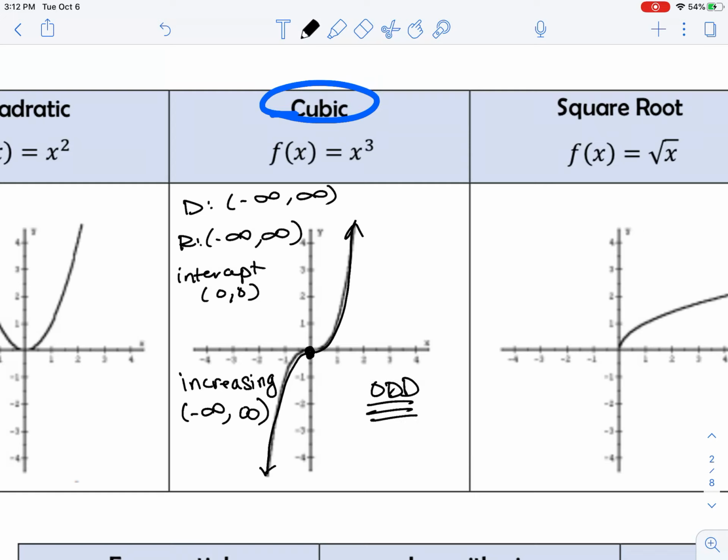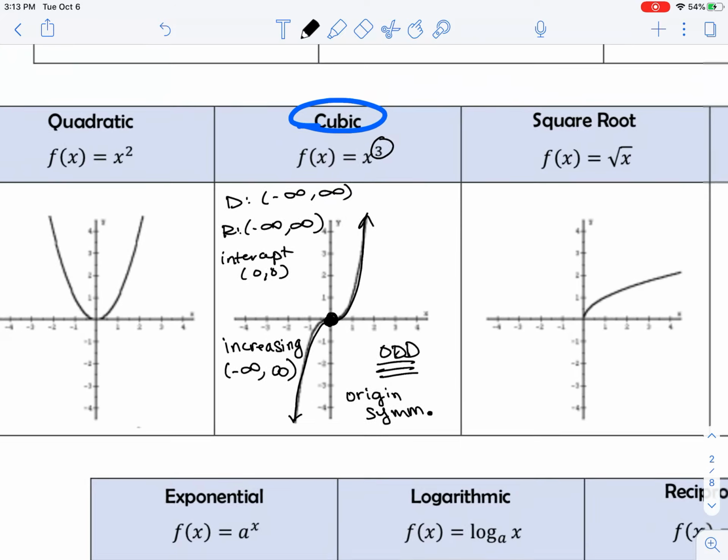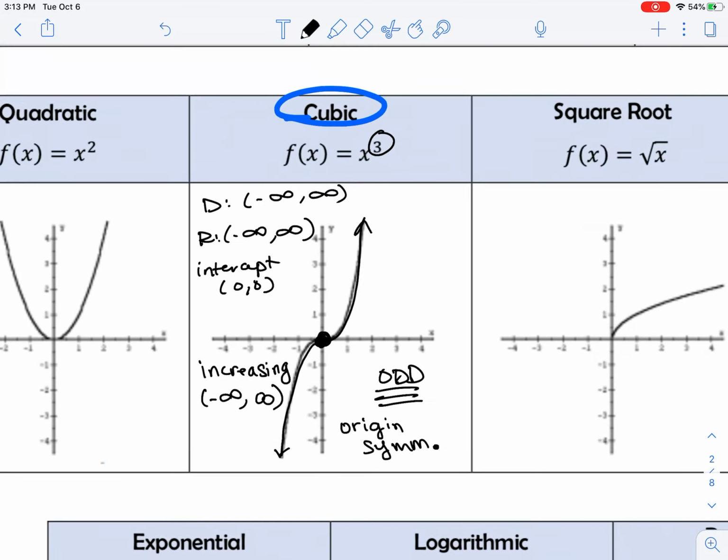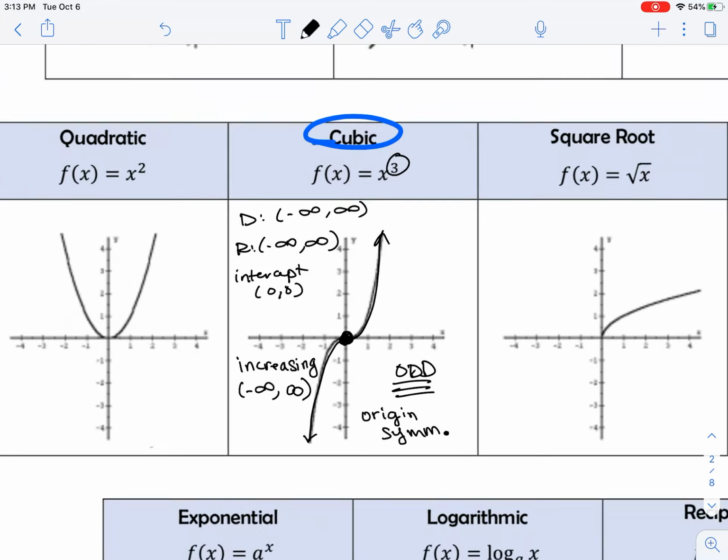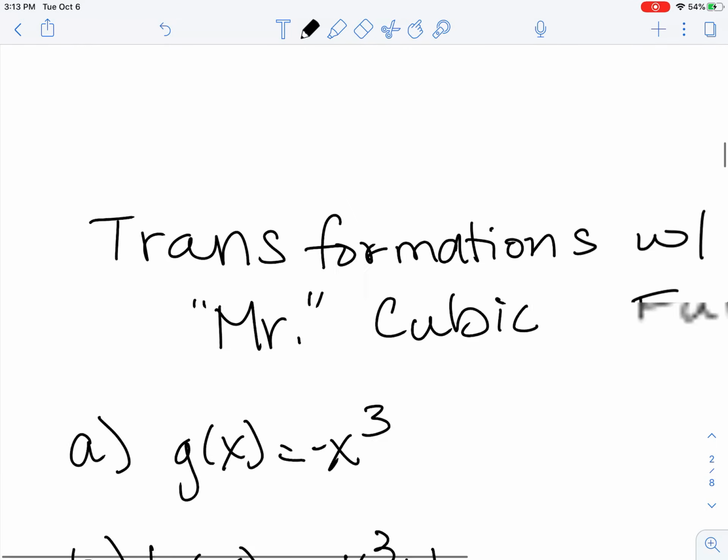It's also an odd function because it's got that third exponent, and it has what's called origin symmetry, which means that it's symmetrical if you pretend there's a spinner on that origin and we spun it 180 degrees. It's called origin symmetry. Okay, so today we're focusing on that cubic function a little bit more.